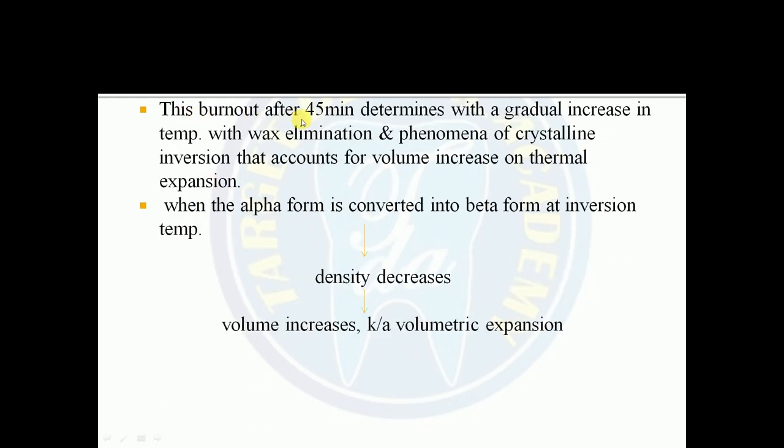So the burnout after 45 minutes proceeds with a gradual increase in the temperature, with the wax elimination and the phenomena that account for the volume increase on thermal expansion. When the alpha form is converted into the beta form at an inversion temperature, it leads to a decrease in density and an increase in volume and volumetric expansion. Important point.